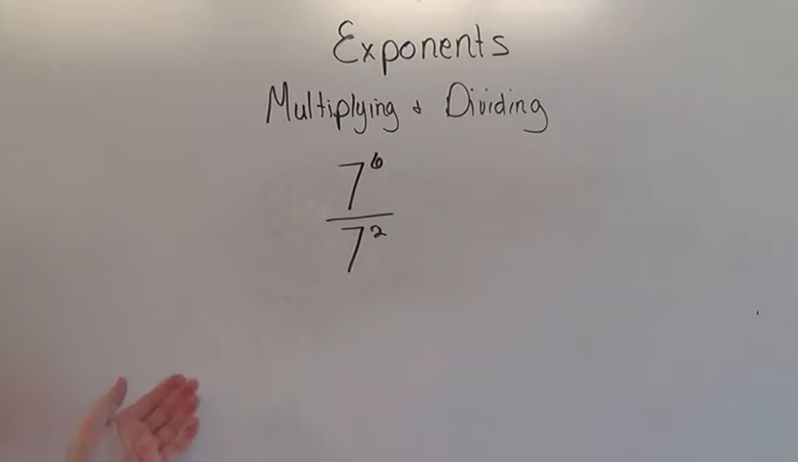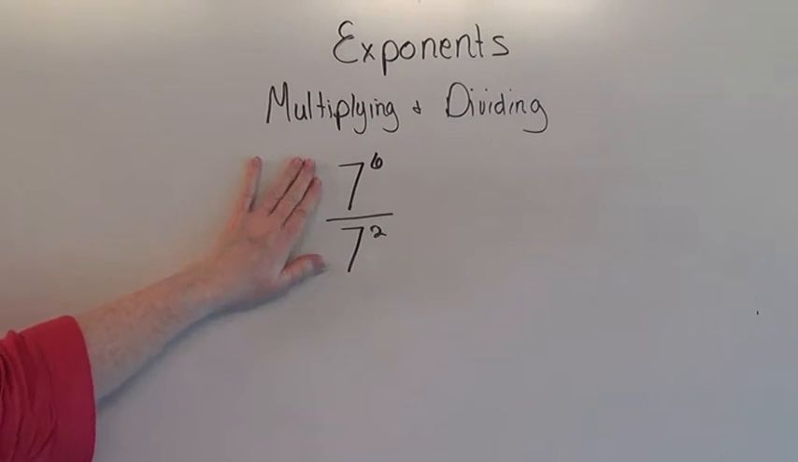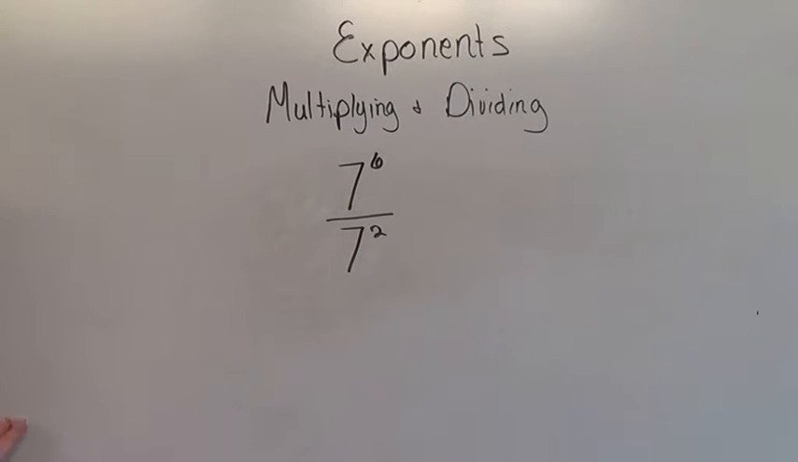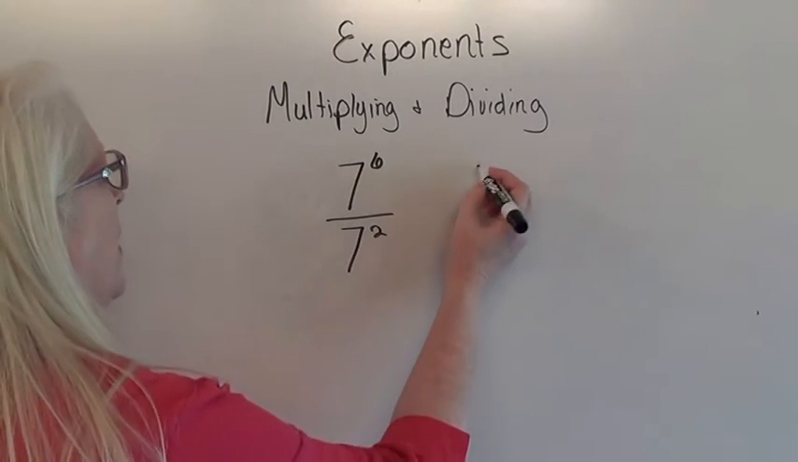When you multiplied same bases, you added the exponents. Well, when you divide same bases, you're going to do the opposite. You're going to subtract the exponents. But let's go ahead and expand this.